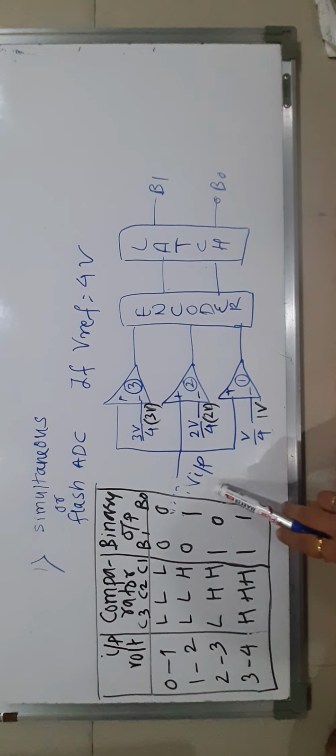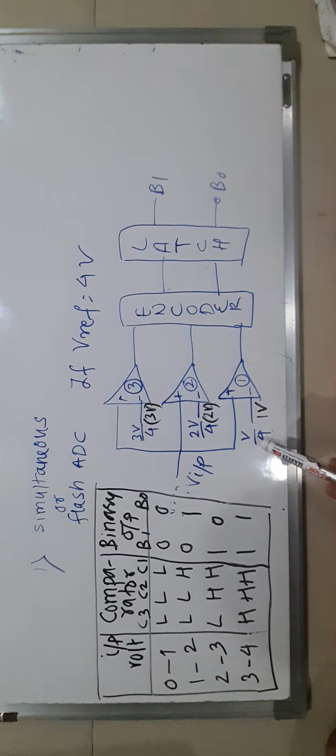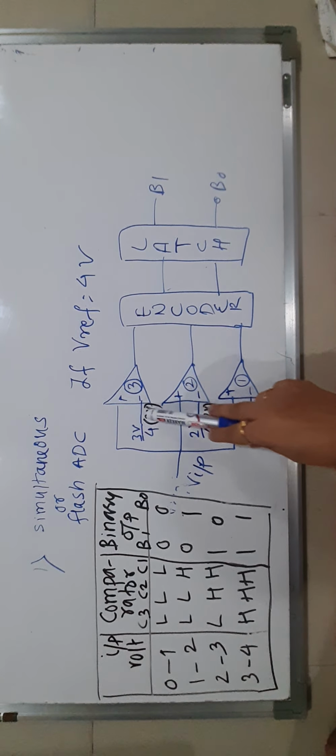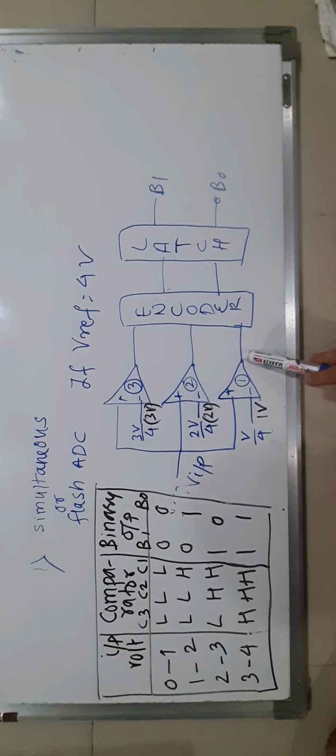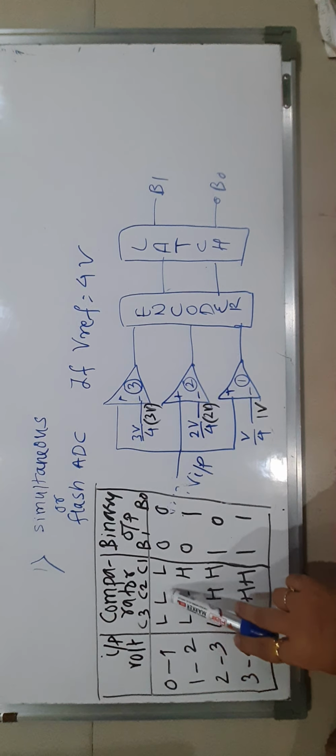So when V input is less than 1 volt, means it is between 0 to 1 volt, then if we see here, input is applied to the positive terminal. So the reference voltage is obviously greater than the voltage of the positive terminal. So the voltage at the reference terminal is higher than the input voltage, so obviously the output of all comparators will be low. So all three comparators are inactive. That's why the output of the comparator stage is low.